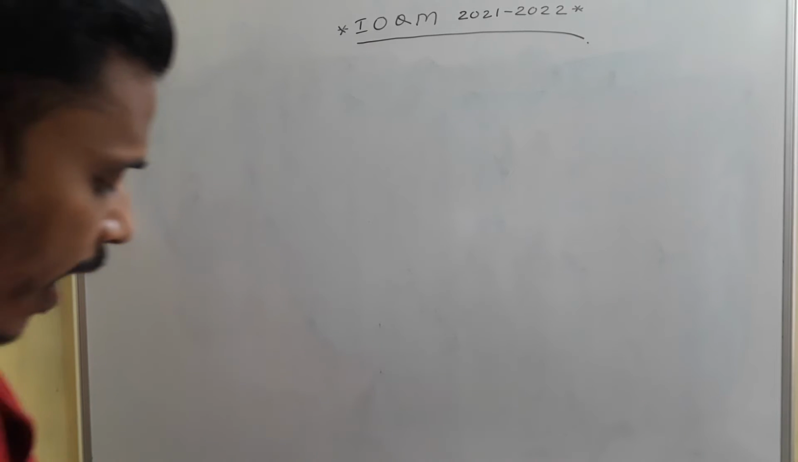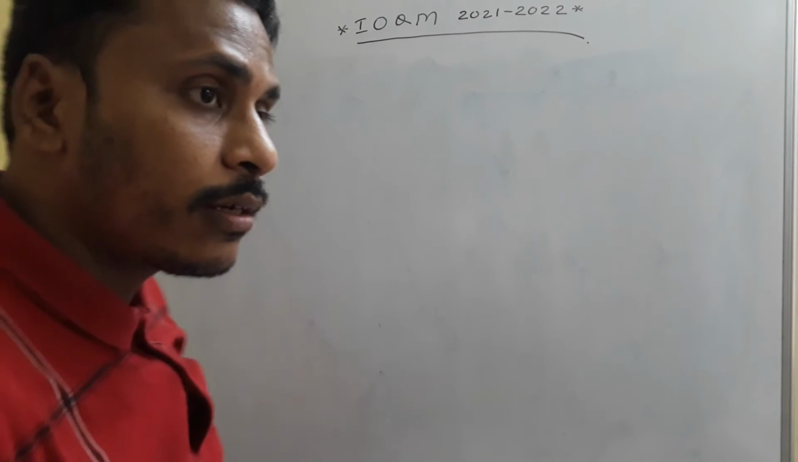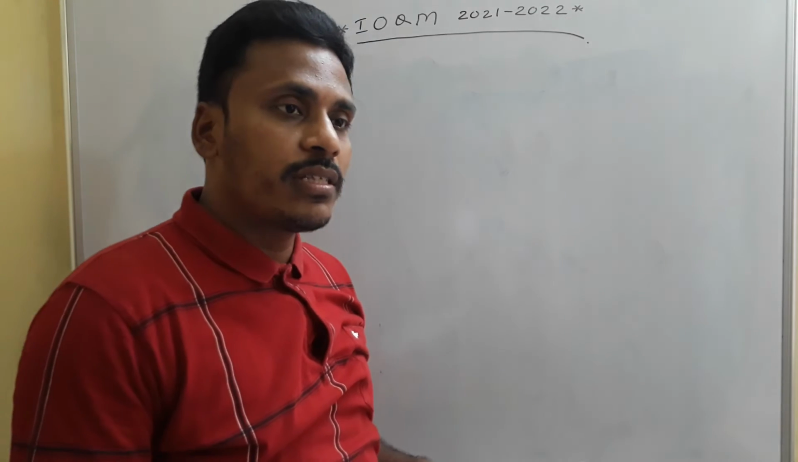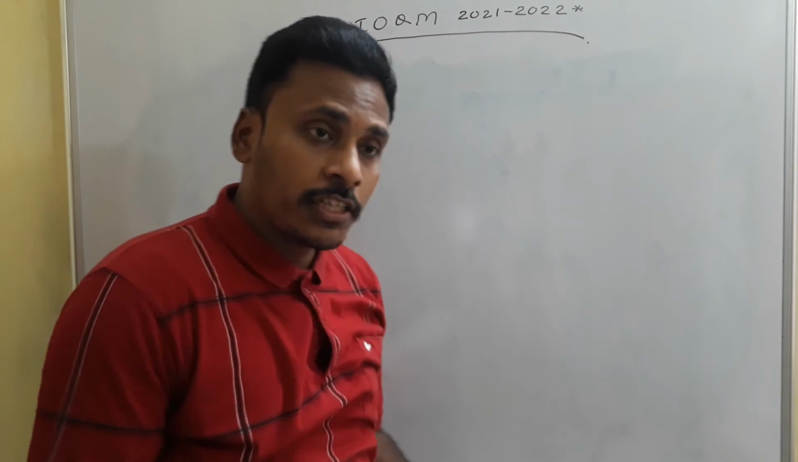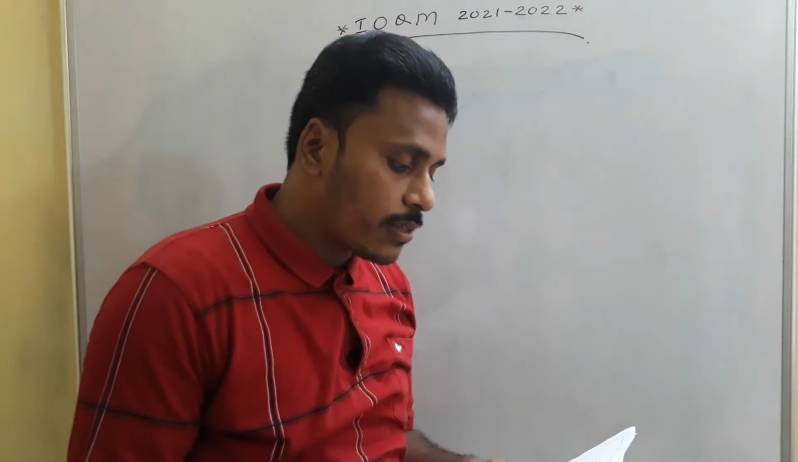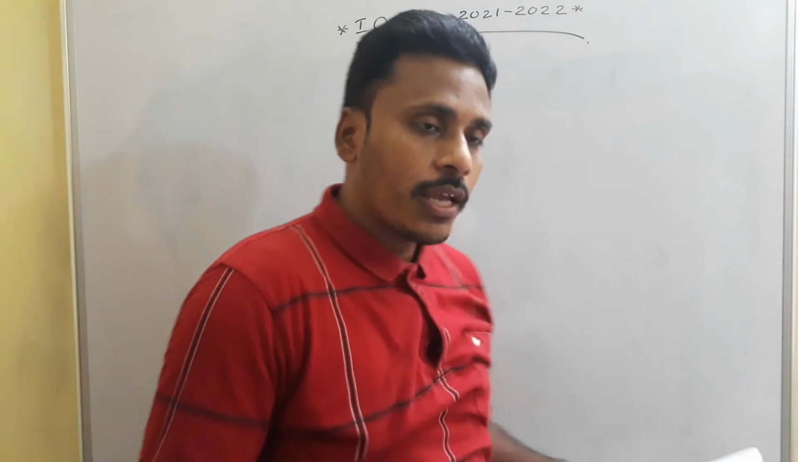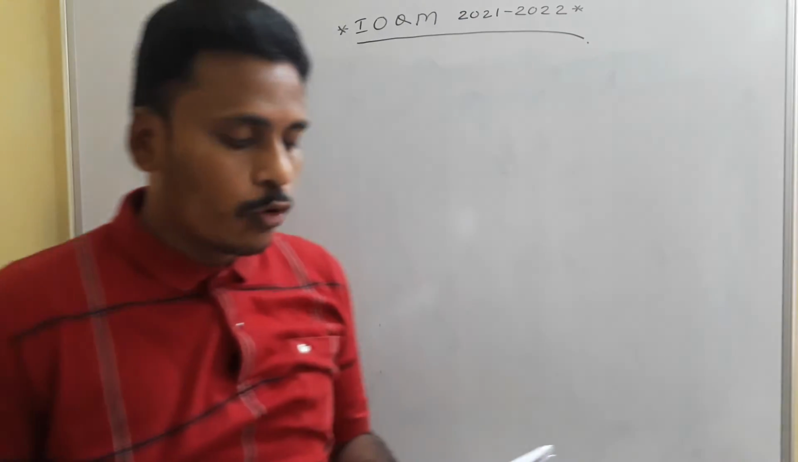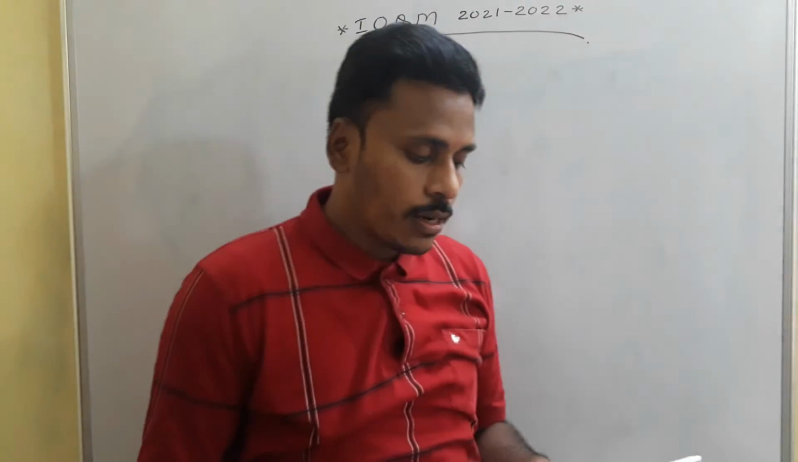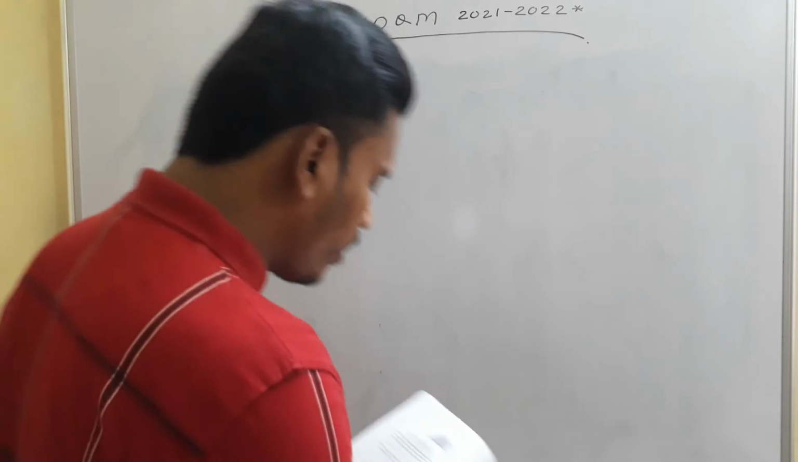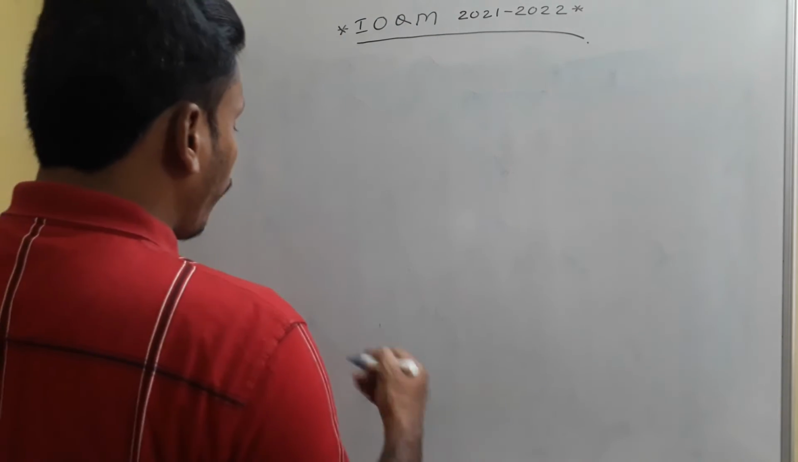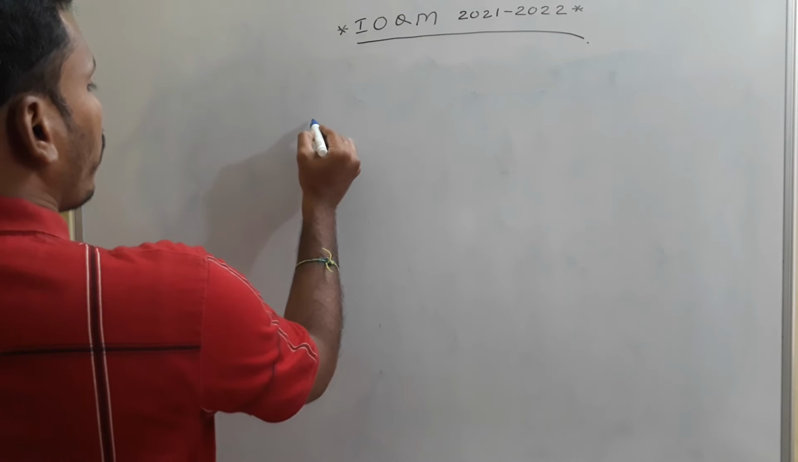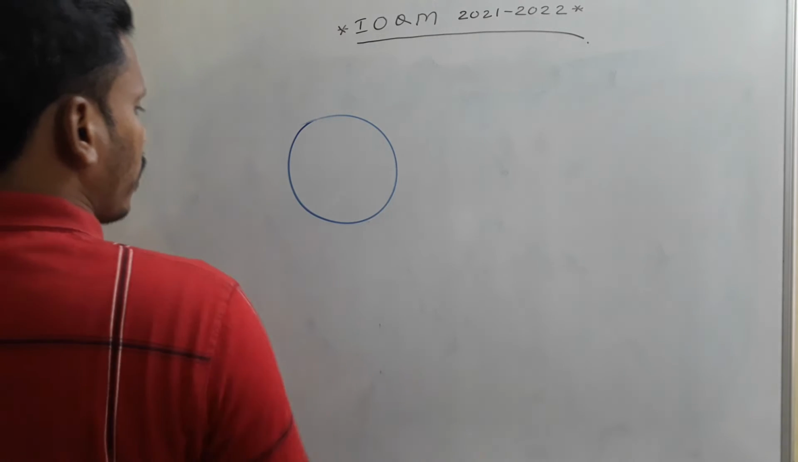So next problem, there is a circle inscribed in a hexagon ABCDEF such that all the 6 sides are tangents to the circle. If the lengths of the 5 sides are given as 4, 5, 6, 7, 8 units respectively, then what is the length of AF? We need to find the length of what? Okay, 6th one. So this is a circle.